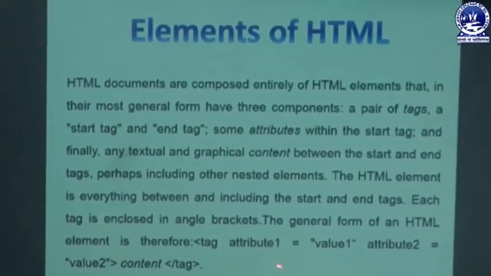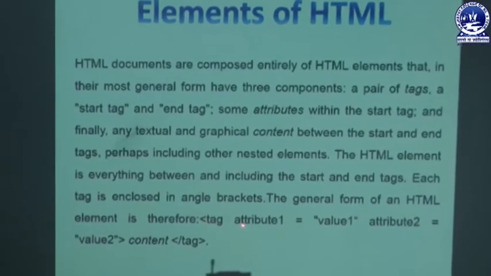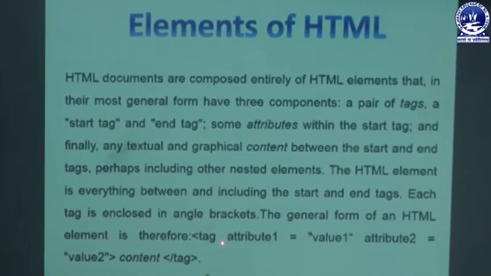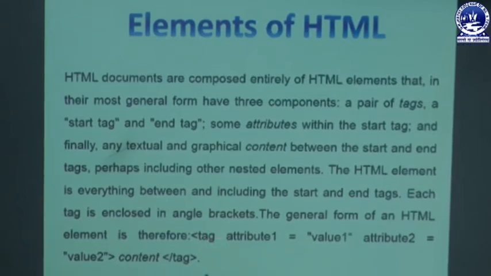So the general form of HTML is given here. That is, here there is a tag. There can be attributes which are related to a particular tag. That means different tags have different attributes. Different attributes have different values, and this is the start tag and this is the end tag. These things we will be discussing in the next slides.